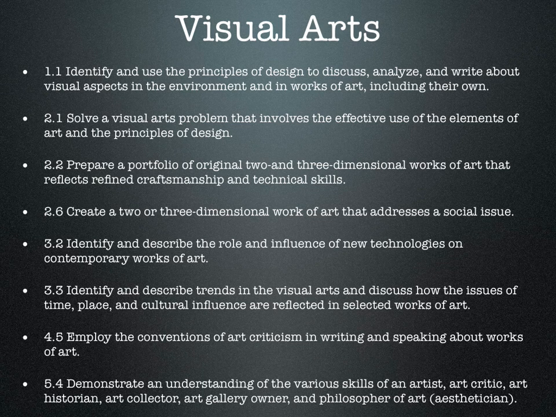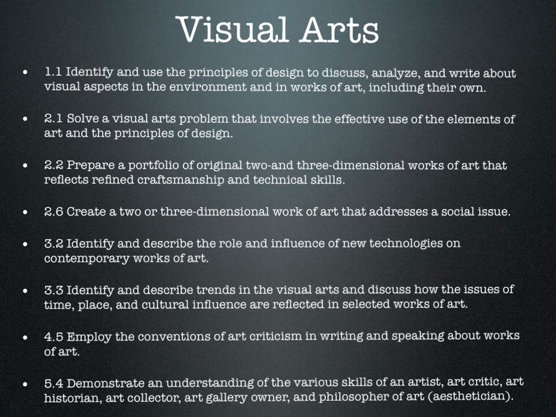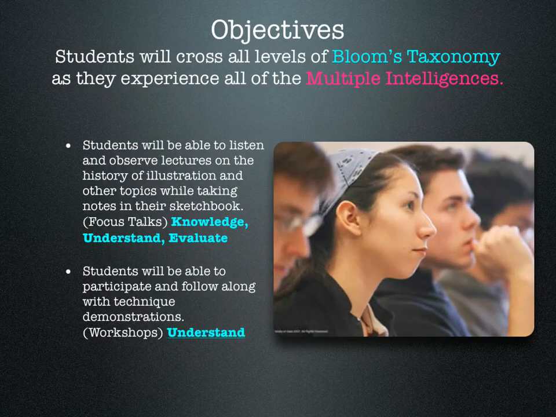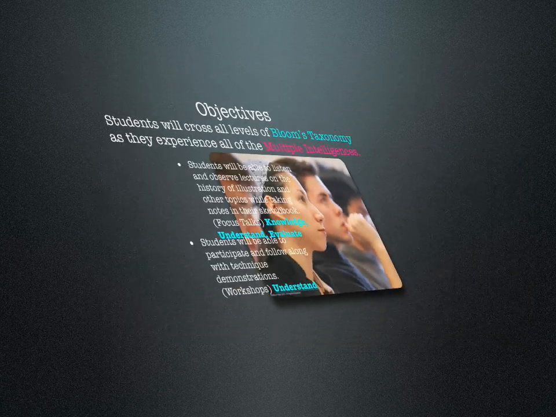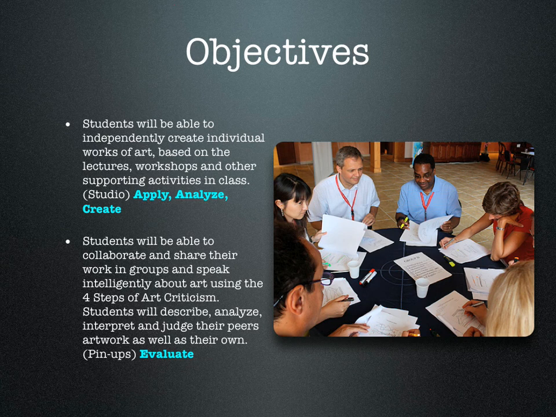So some objectives. Students will be able to listen and observe lectures on the history of illustration and take notes in their sketchbook. The different objectives hit the different Bloom's taxonomy levels. This one happens to hit knowledge, understand, and evaluate. Students will be able to participate and follow along with technique demonstrations, more understanding. Students will work independently. So apply, analyze, and create.